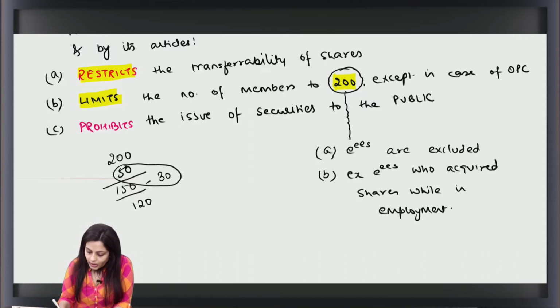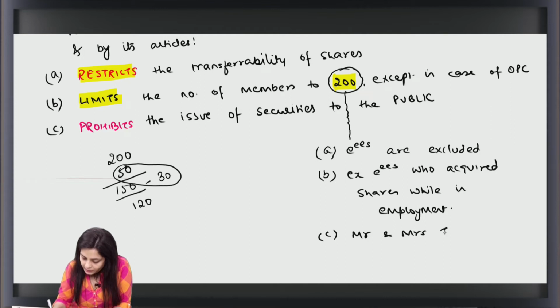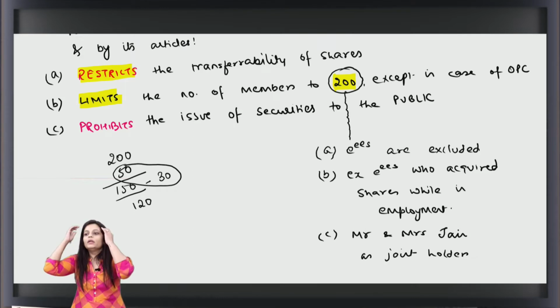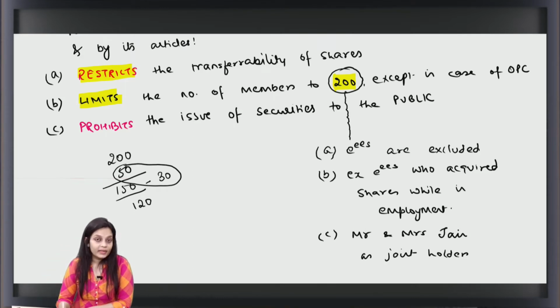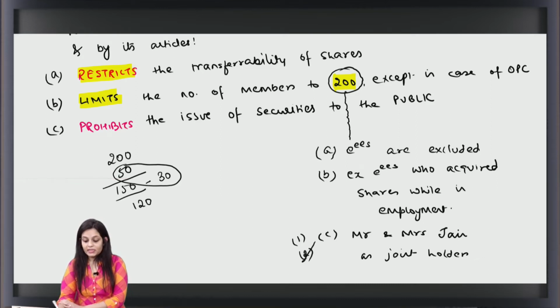Third, let us say Mr. and Mrs. Jain hold shares of this company as joint holders. You know, joint holders, more than one person is holding that same property. Correct? Now, will they be counted as 2 or 1? They will be counted as 1. Joint holders will be counted as single members for the purpose of reckoning the limit of 200. I guess it's clear to everyone.